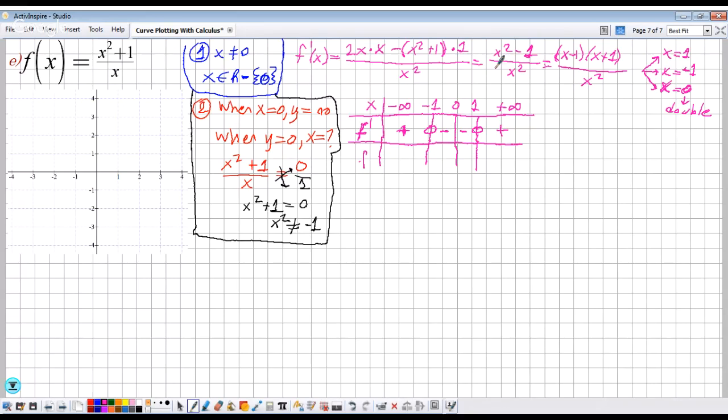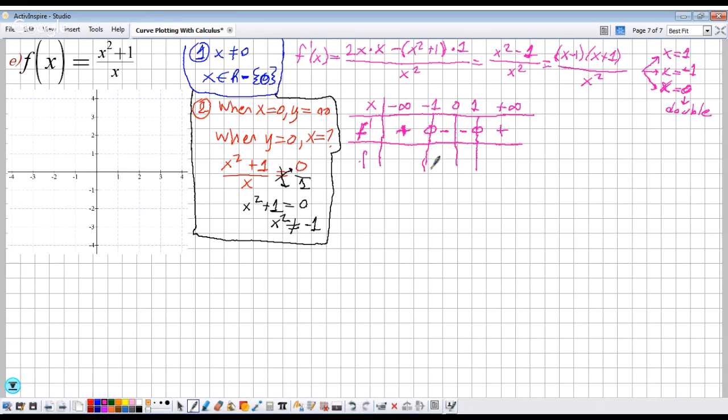What if you replace minus 1 over 2? Minus 1 over 2 squared will be plus 1 over 4. Plus 1 over 4 minus 1 will be a negative number. Minus 3 over 4 over positive will be negative, as you see over there. You may also check a number bigger than 1, like 2, or a number smaller than minus 1, like minus 2.